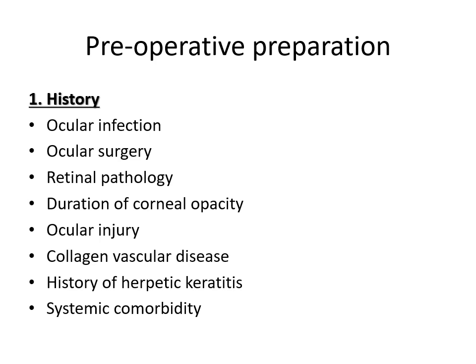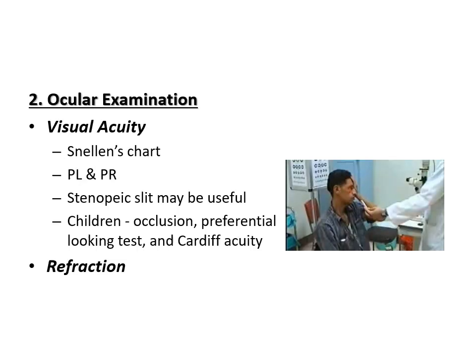You have to then consider maybe posterior segment problems, collagen vascular disease, which will have an implication on the prognosis. Again, history of herpetic keratitis, same thing. And it's an implication on the prognosis, and systemic comorbidities such as diabetes, which is also going to affect your post-operative healing period. The next thing is ocular examination.